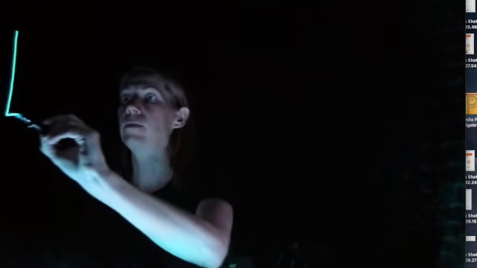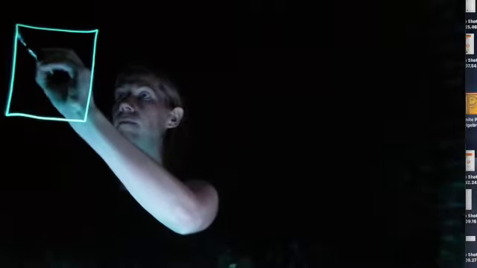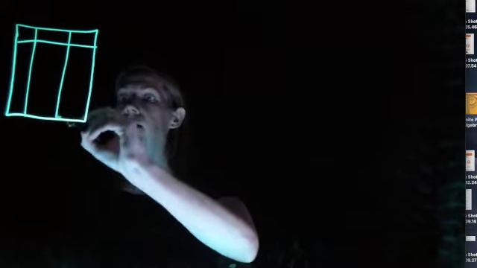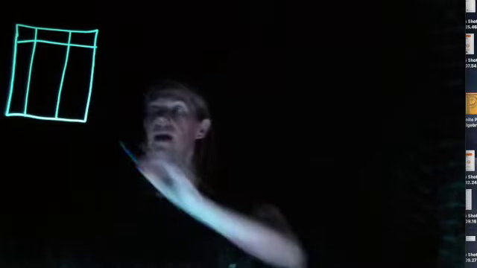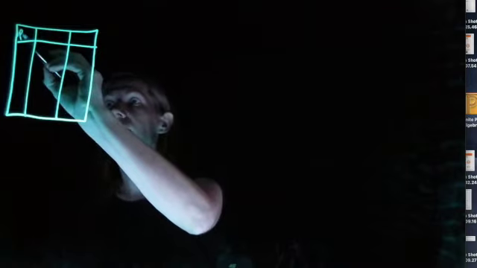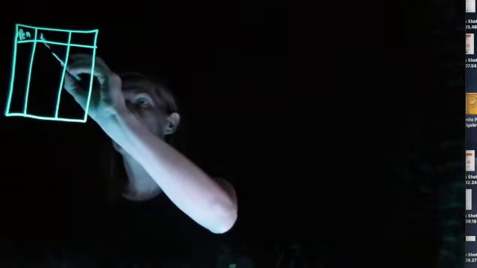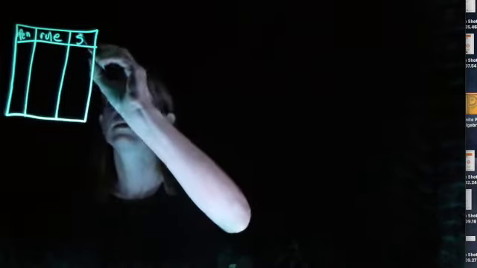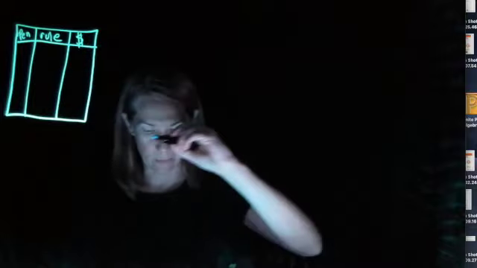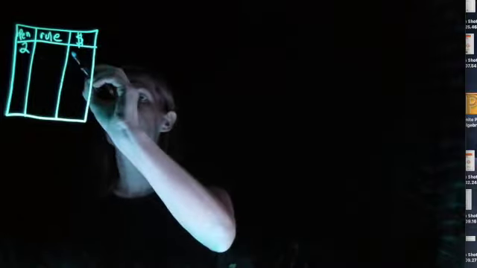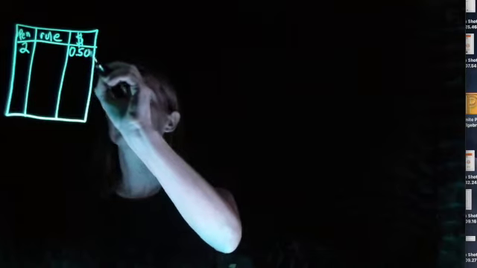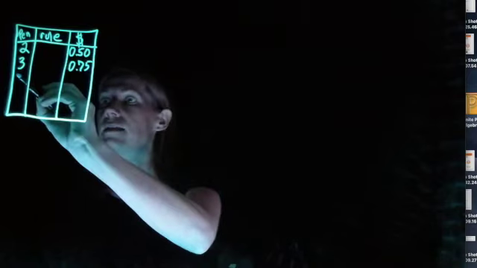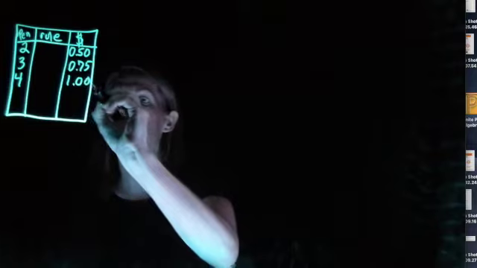I'm going to draw a table. And this table is going to have 3 columns. Okay, so the first column is going to be the number of pencils. The middle column is what we're going to call the rule, and the last column is going to be the cost. So the first example was Angela bought 2 pencils and it cost her 50 cents. Somebody else bought 3 pencils and it cost 75 cents. Somebody bought 4 pencils and it cost $1.